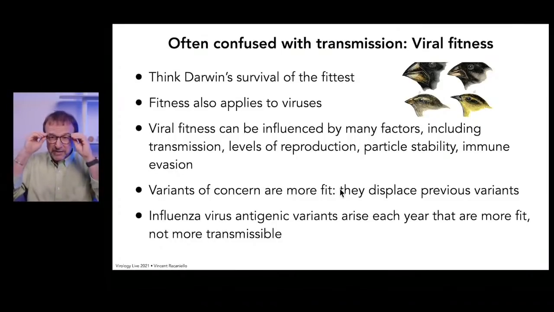We covered a paper not too long ago about the Delta variant, indicating that it seems to reproduce more quickly in cells, which would be a reflection of increased fitness, and that would drive it through a population. I want to compare this to influenza virus. Every year, antigenic variants of that virus arise that are more fit. They displace previous variants, and sometimes we have to change the vaccine to accommodate it. No influenza virologist calls them more transmissible. They are more fit.